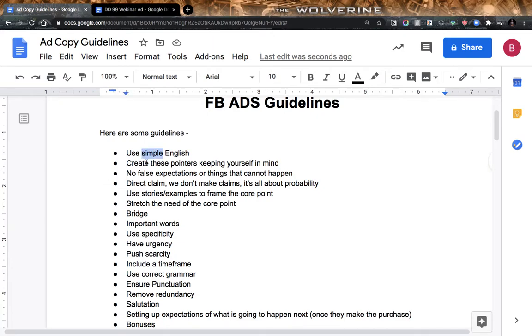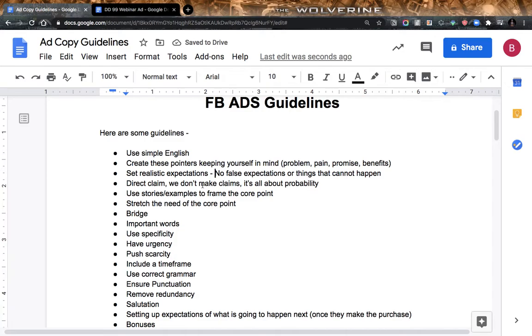Use simple English. Create all the pointers keeping yourself in mind, which means for problem, pain, promise, benefits, all of these. Okay, no false expectations or things that cannot happen. So again, which means set real expectations. That's another way of saying it. Set realistic expectations.